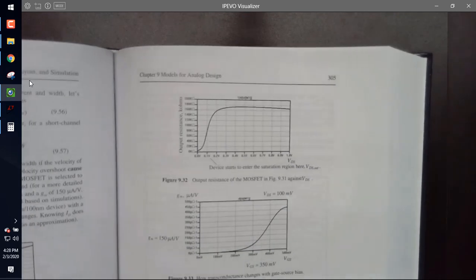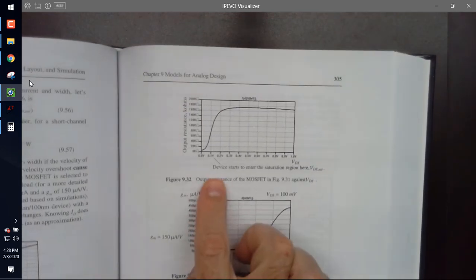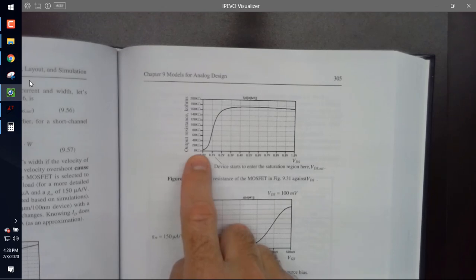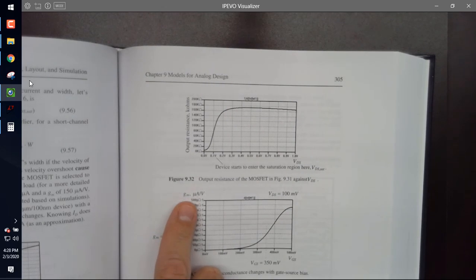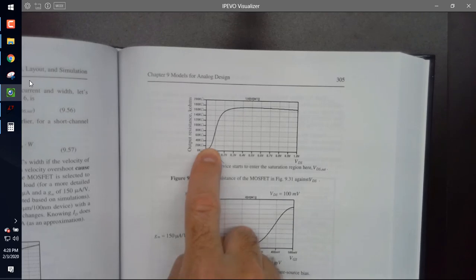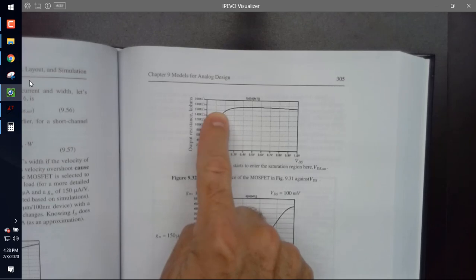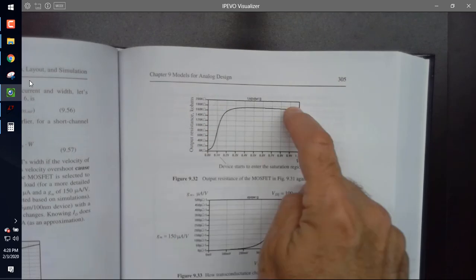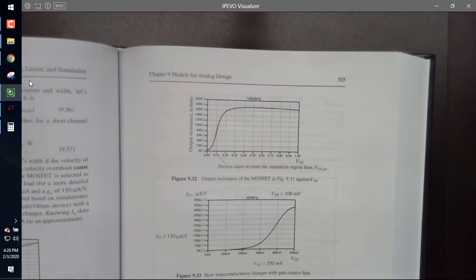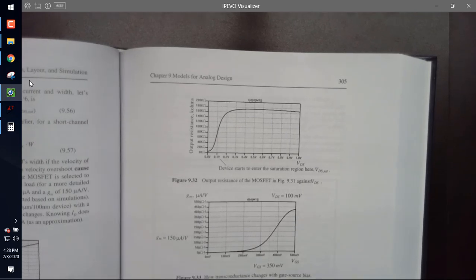If I go to the end of chapter 9 and look at how R_out changes with V_DS, this is why PowerPoint's good. Look here, as I start to change V_DS, here's where we start to enter, and then it comes up drastically. That's a factor of like 10 change with V_DS. And here it's not as much, but it's still changing a little. All right, let's zoom in on that, actually.